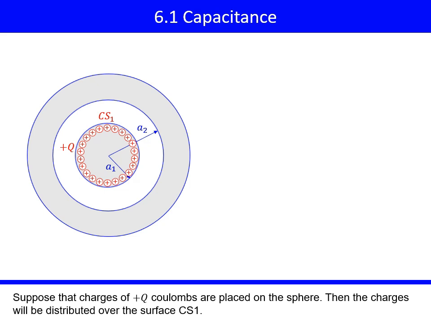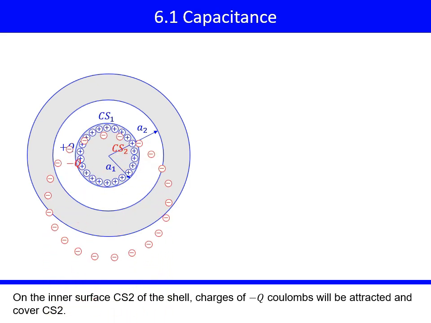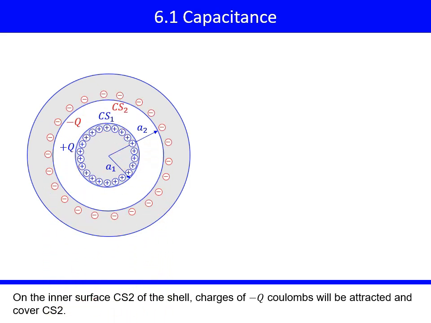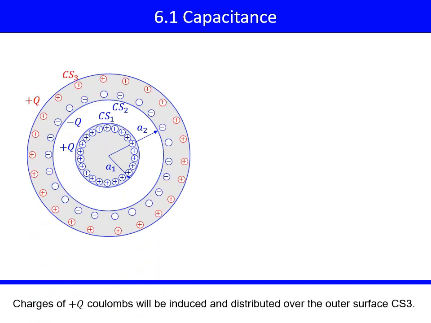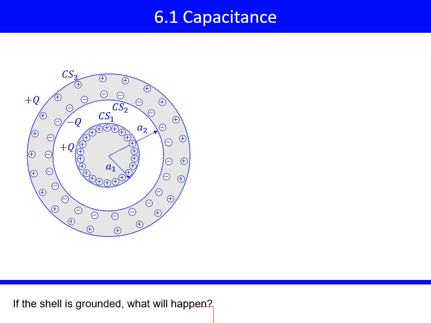Then the charges will be distributed over the surface CS1. On the inner surface CS2 of the shell, charges of negative q coulombs will be attracted and cover CS2. Charges of positive q coulombs will be induced and distributed over the outer surface CS3. If the shell is grounded, what will happen?